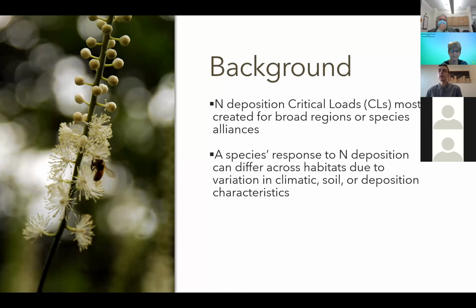But some of the limitations with just having broad spatial critical loads or groups of species is that some of the variation of an individual species' response can be lost, because responses to deposition can differ across habitats due to environmental factors like precipitation and temperature and soil, or other deposition characteristics like sulfur.